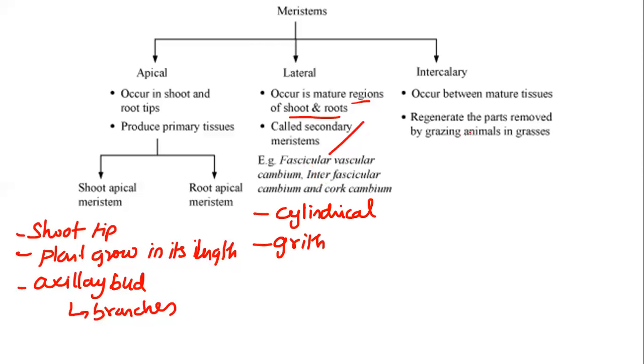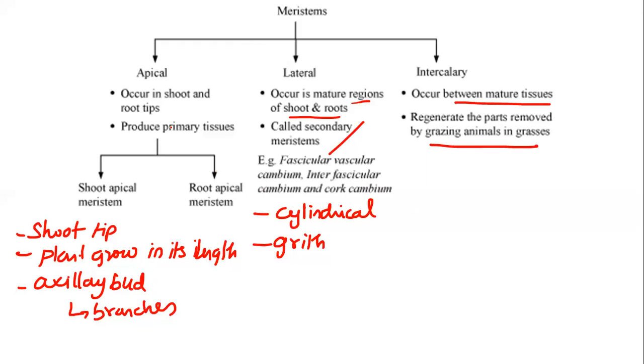When we talk about intercalary meristem, it occurs between the matured tissues, and it regenerates the part which is removed by grazing animals. You might have seen animals grazing the plants. Once it is grazed, from the same part the plant starts to grow again, and that is nothing but intercalary meristem. So after grazing by herbivores, grasses regenerate their lost part, and this is done by intercalary meristem.